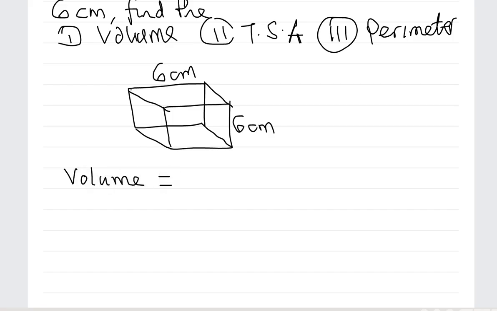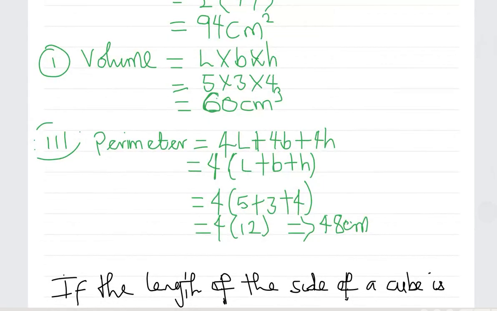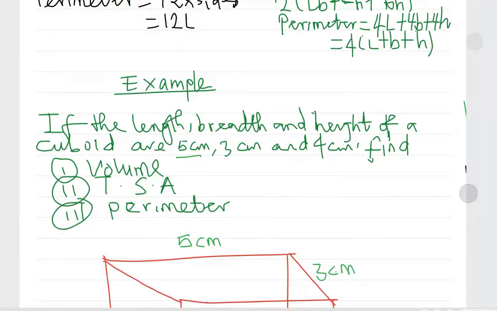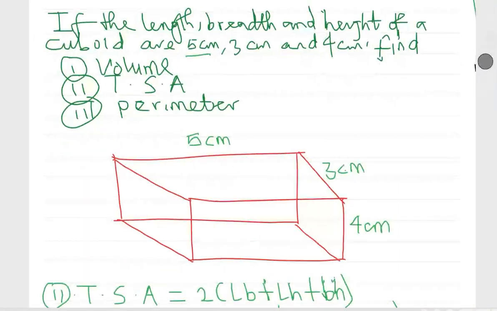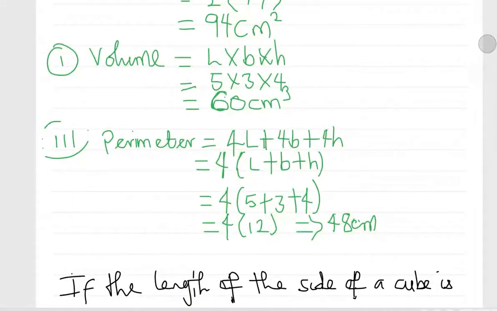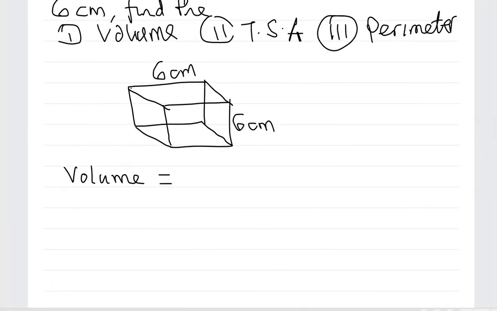What is the volume of a cube? The volume of a cube is 6L raised to power 2? Remember? I mean, no. That's the total surface area. Let's do the volume of a cube. What's the volume of a cube? L in 3 places. You should be careful. Don't mix the total surface area with the volume. So the volume is L in 3 places.